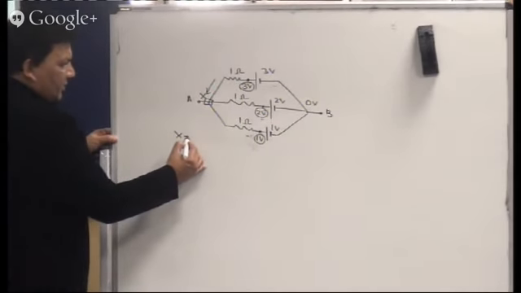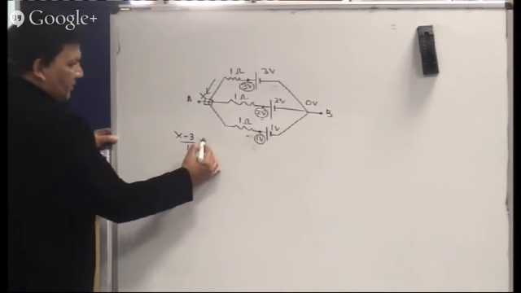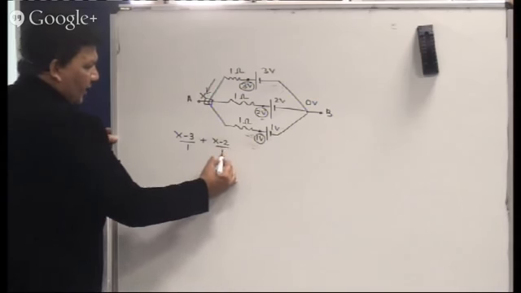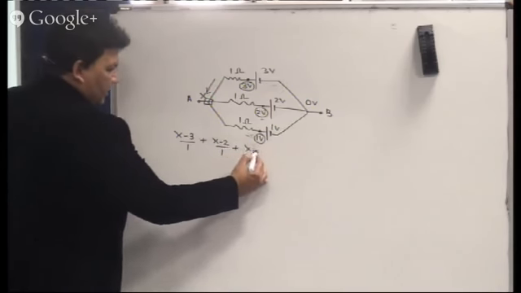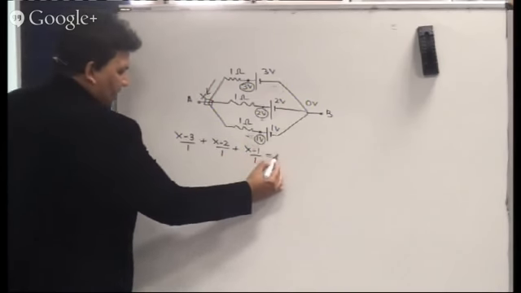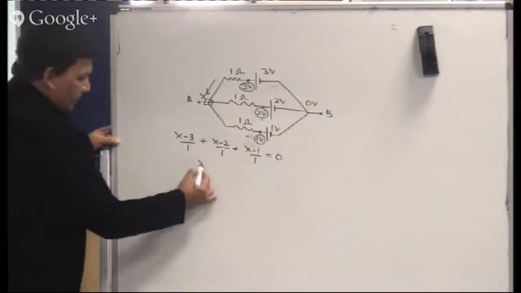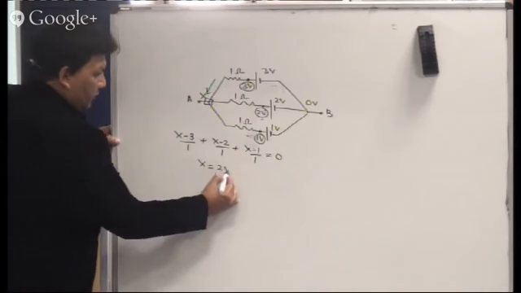X minus 3 upon 1 plus x minus 2 by 1 plus ... equals 0. x कितना है? X is 2.